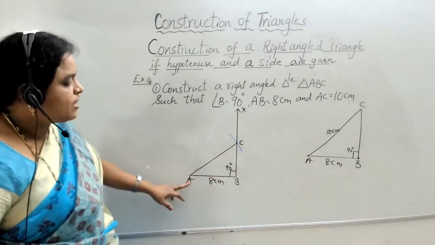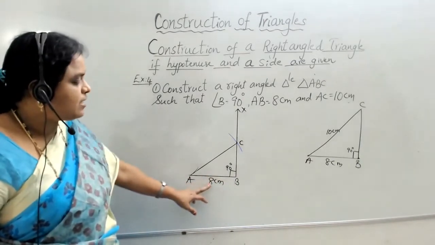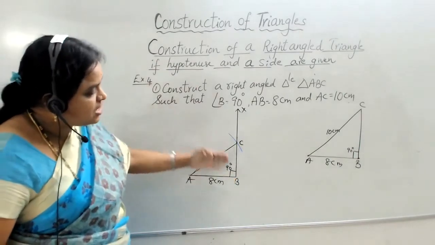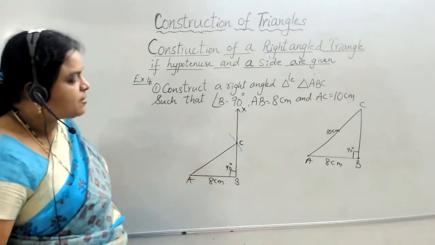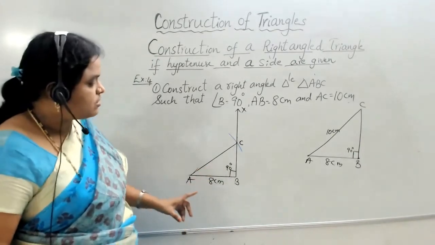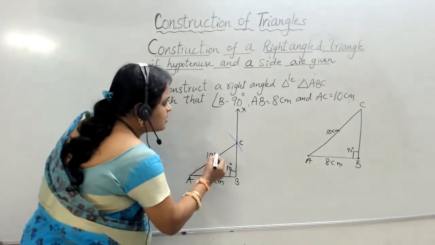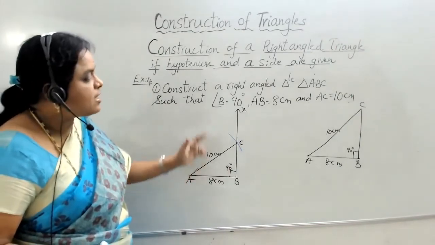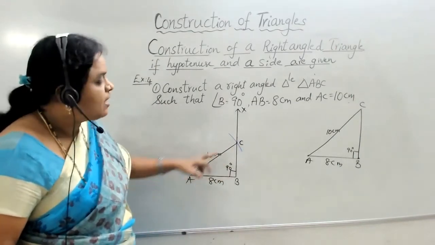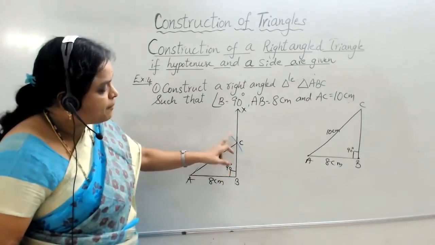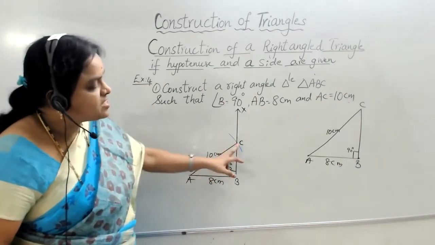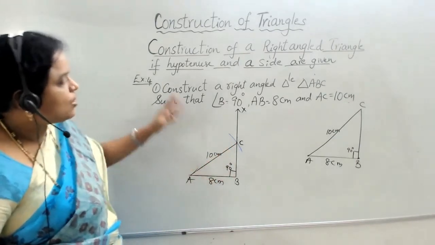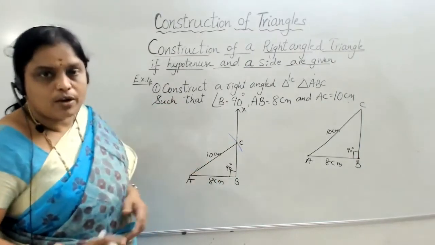We have to do the problem like this. Take AB as 8 centimeters and make an angle of 90 degrees and extend the ray such that BX is perpendicular to AB. Now take a radius of 10 centimeters on the scale and, placing at A, draw an arc such that it cuts the BX ray. Name the point of intersection C and join AC. You will get AC, that is 10 centimeters. You have to proceed like this.